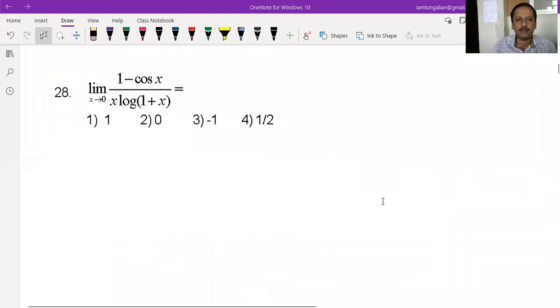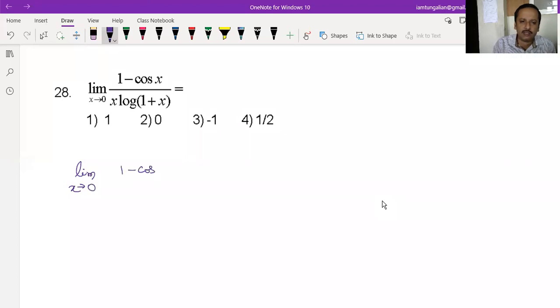Okay, next. Limit x tends to 0, (1 minus cos x) by x into log(1 plus x). This is the 28th question. Limit x tends to 0, (1 minus cos x) by x into log(1 plus x). Here, again, this is of the form 0 by 0. We can use L'Hospital, but not advisable.